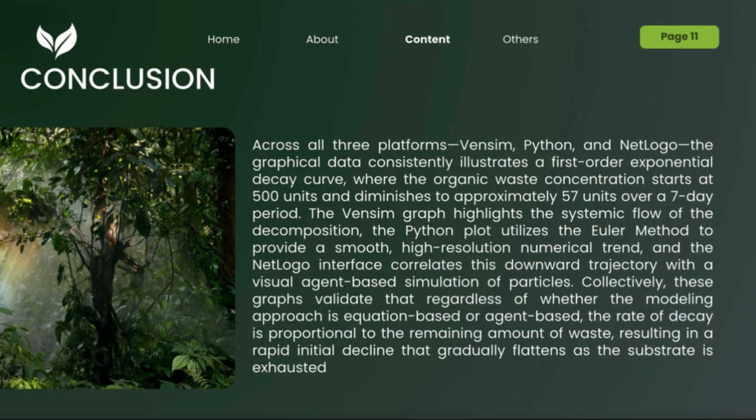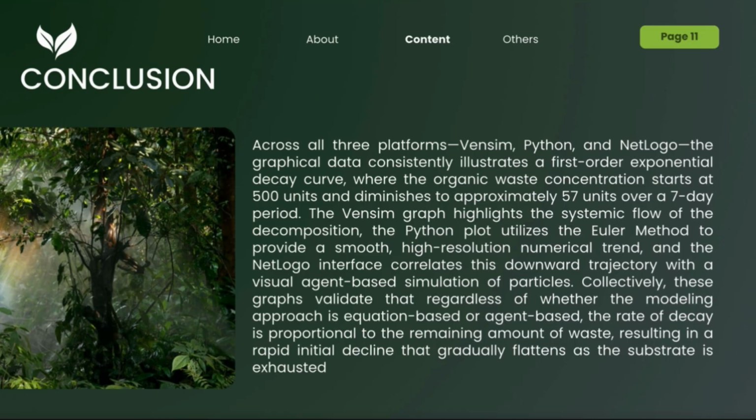This study concludes that regardless of the platform used, the results for organic waste decomposition are consistent. So, a consistent decay curve across Vensim, Python, and NetLogo. The data consistently illustrates a first-order exponential decay curve. So, in all simulations, the organic waste concentration starts at 500 units and diminishes to approximately 57 units over a 7-day period.